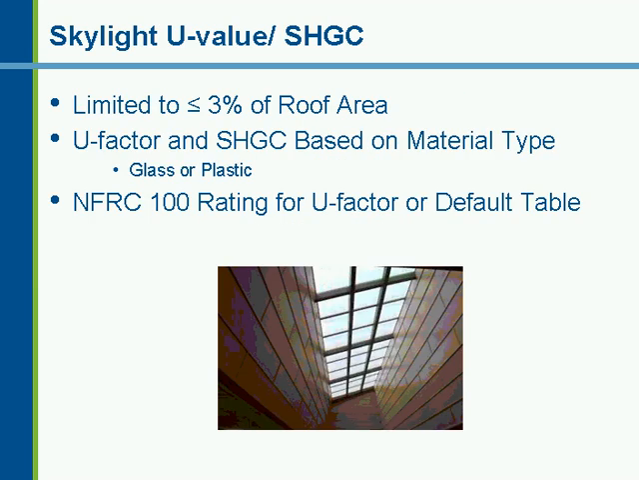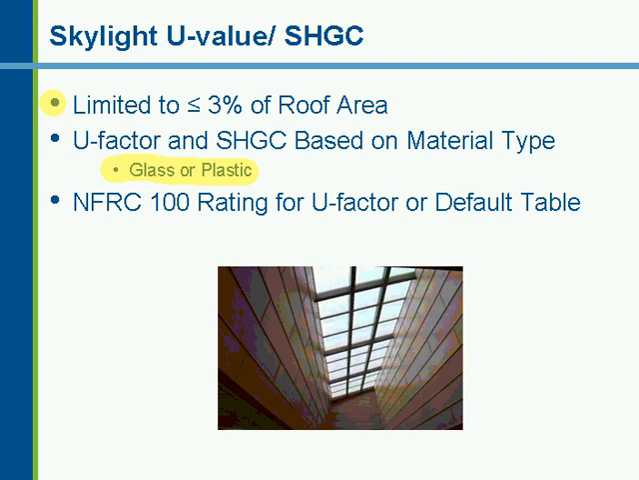Skylights have a couple of different requirements now based on the type of product used for the skylight, either glass or plastic. One, you're still limited to 3% of your roof area in skylight area. This has not changed since the 2003 IECC. Then you have 2 requirements. One will be a U-factor requirement. The other will be an SHGC requirement, again, based on either a glass or plastic material type.